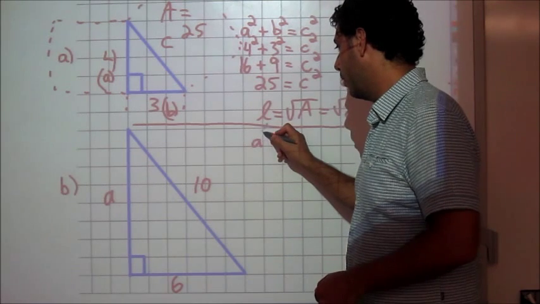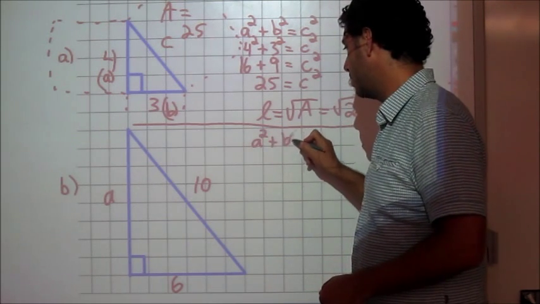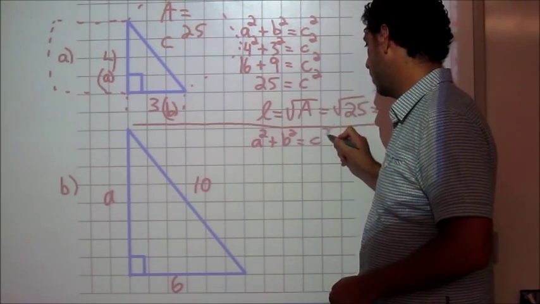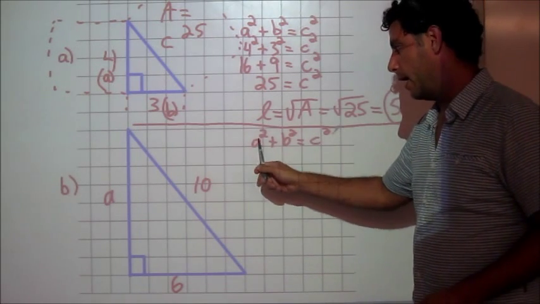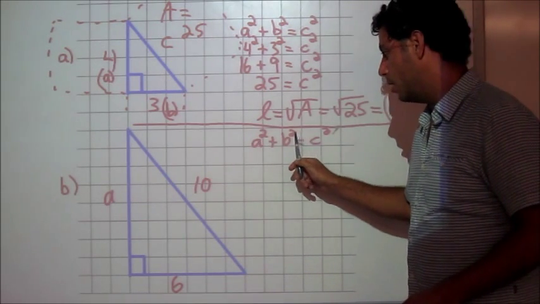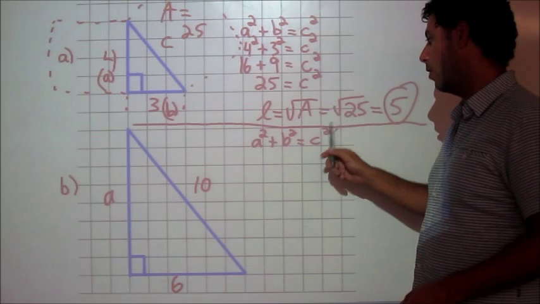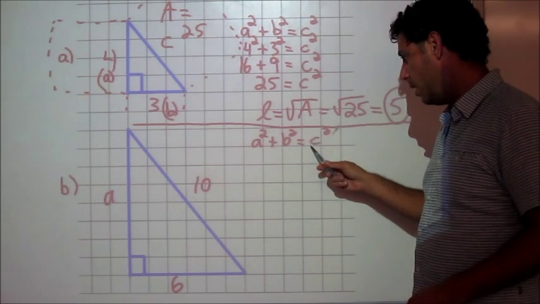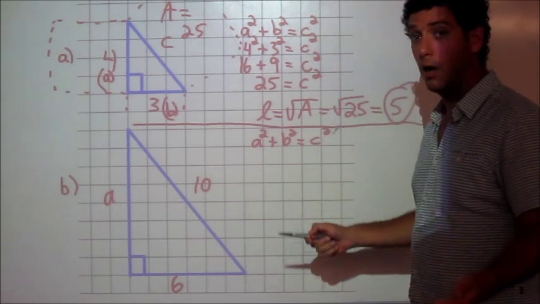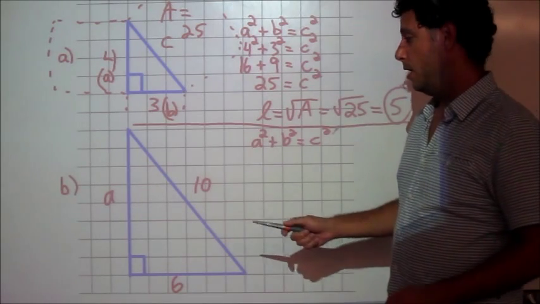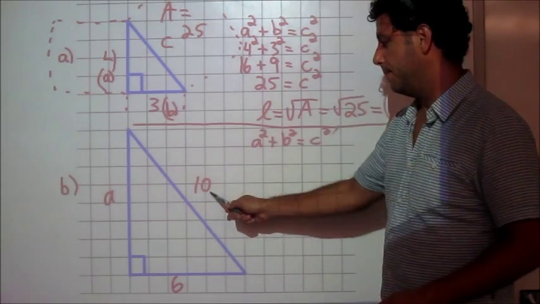So let's remember our theorem. A squared plus B squared is equal to C squared. So the square on leg A plus the square on leg B will always equal the square on leg C. And C is always the longest side of a right triangle, which is, in this case, 10.